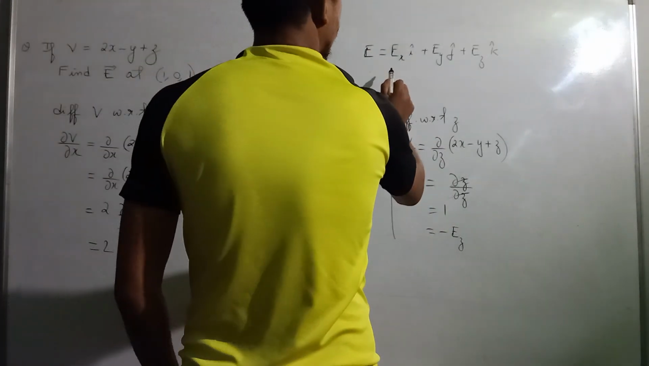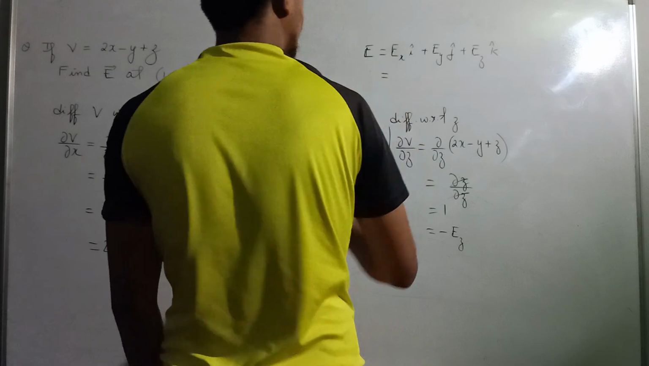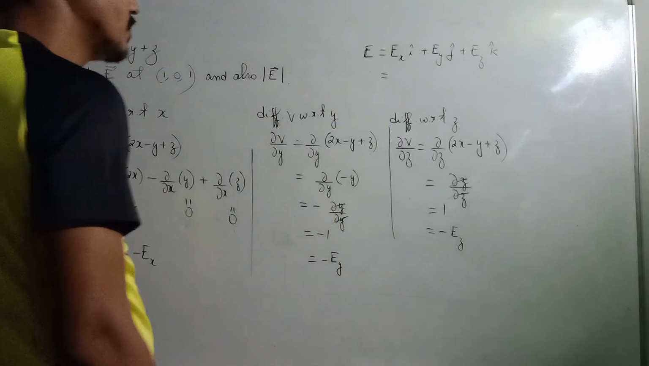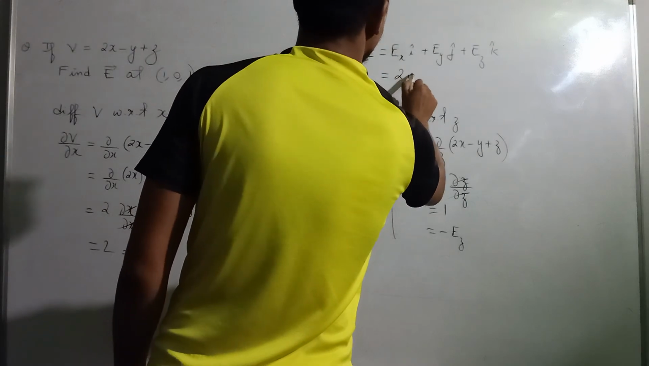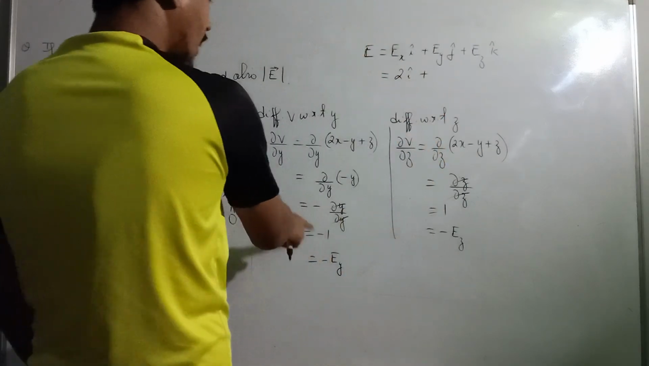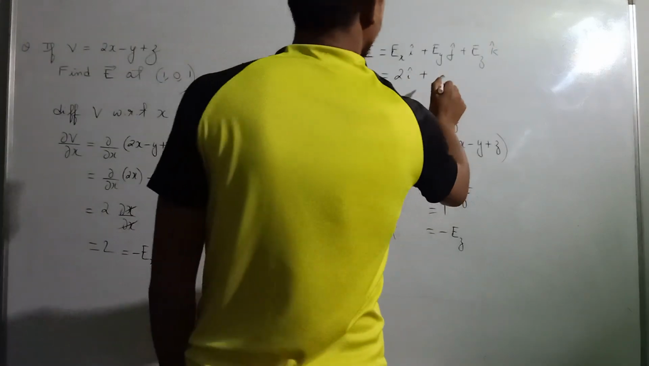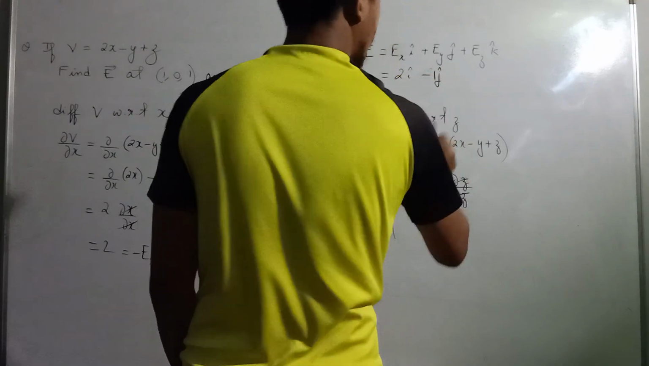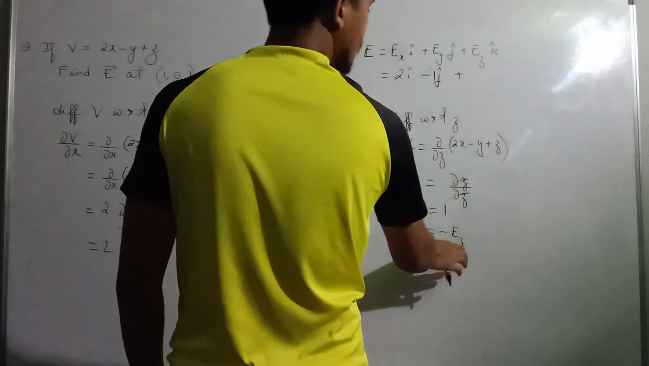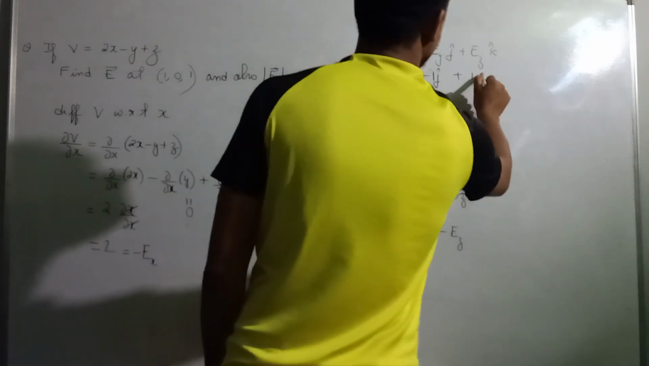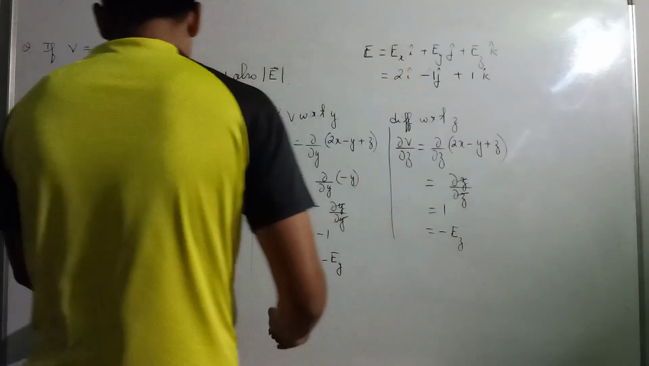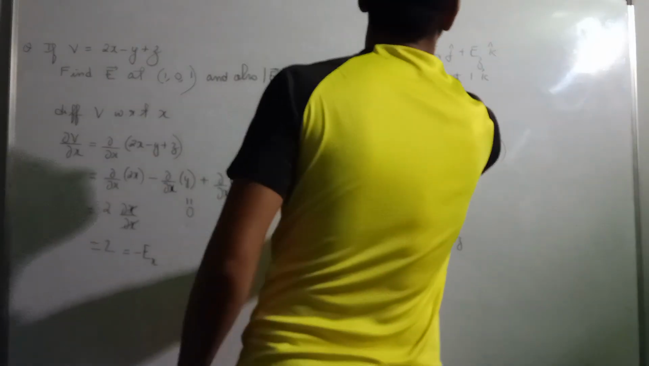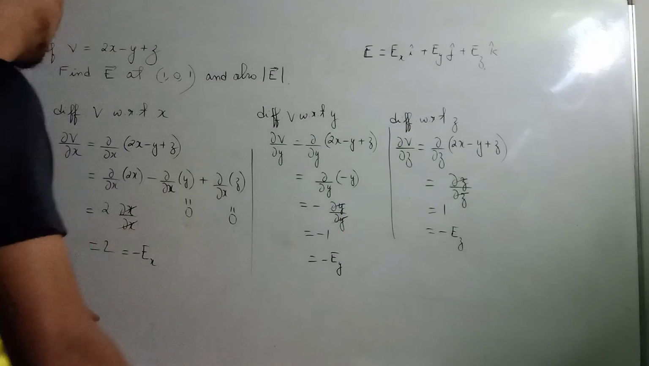So Ex, what is your Ex? 2. Ex is 2, so 2i. What is your Ey? Minus 1. So minus 1j. Plus what is your Ez? 1. So 1. Actually there is a minus also, but I can ignore that. Okay, alright.